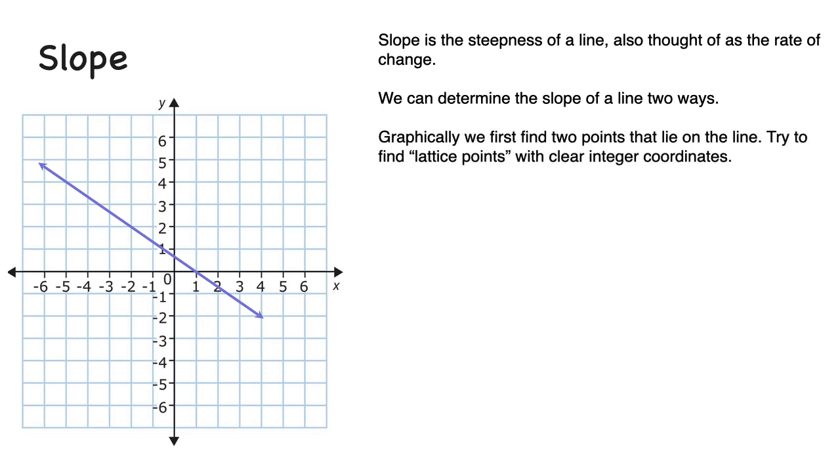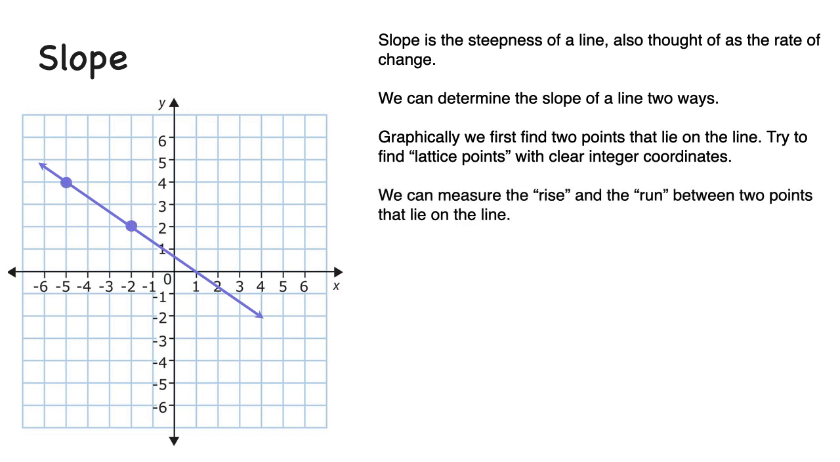Graphically, we first find 2 points that lie on the line. We try to find lattice points with clear integer coordinates. We measure the rise and the run between the 2 points that lie on the line. So the rise is -2 and the run is +3. Therefore, the slope, which is rise over run, is -2/3.